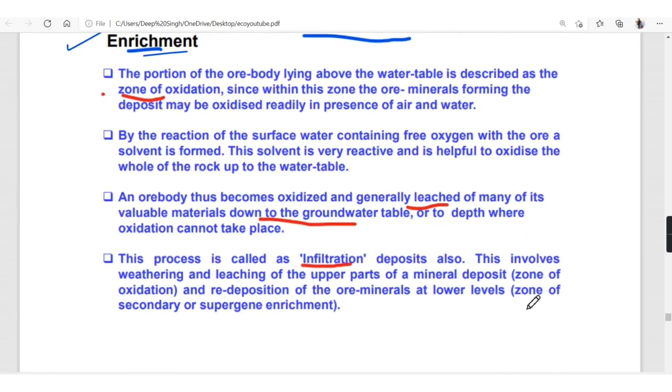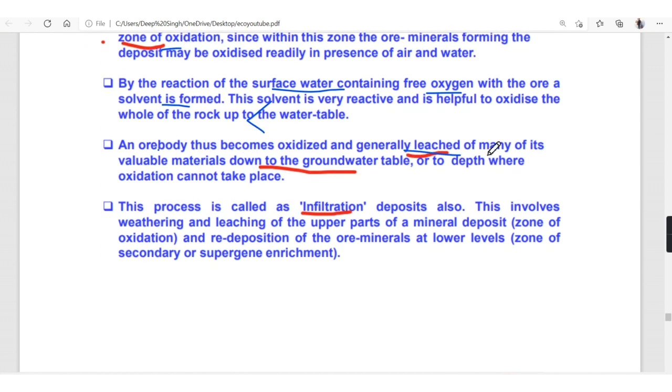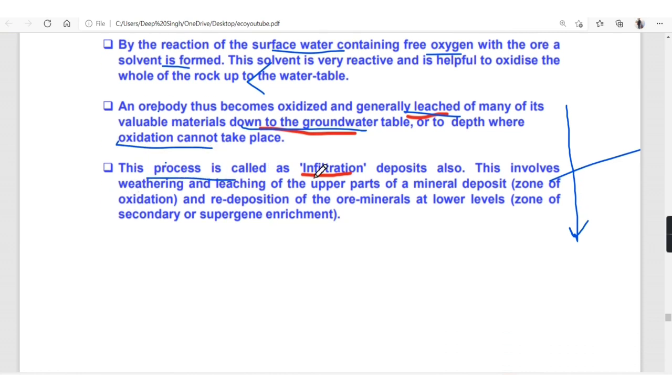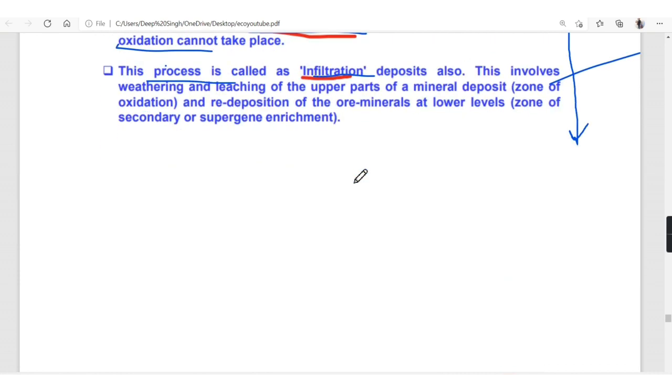Let's read more about it. So the portion of the ore body lying above the water table is described as the zone of oxidation. Okay, and by this reaction, surface water containing free oxygen with the ore solvent is formed. Let's leave this part. So an ore body thus becomes oxidized and generally leached of many of its valuable materials down to the groundwater table. Okay, so what happened is, from the zone of oxidation, whatever material there was is going down into the groundwater, into depth where oxidation cannot happen. So this process is called infiltration deposit.